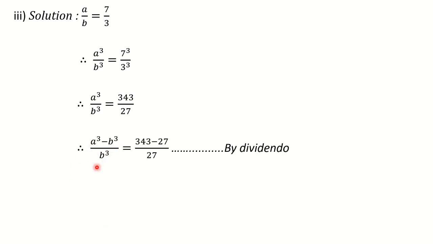a cube minus b cube upon b cube is equal to 343 minus 27 upon 27. The dividendo operation is performed on both the sides, and then just by subtracting here, you can write down the final answer: a cube minus b cube upon b cube is equal to 316 upon 27. So by observing the question, you have to go on doing the steps which are needful here.